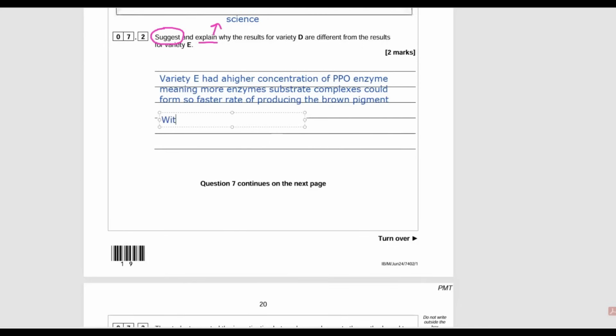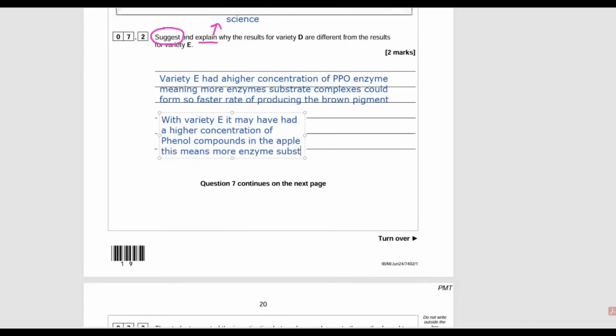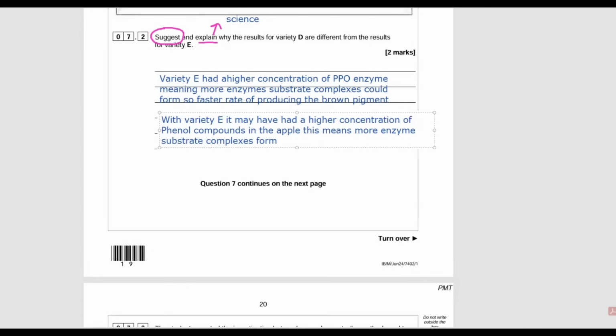Alternatively, as a separate answer, variety E may have had a higher concentration or higher amount or volume of phenol compounds in the apple. Again, this means more enzyme substrate complexes. This time the phenol is not the enzyme, the phenol is the substrate. So more enzyme as well as substrate complexes form. So a higher rate of catalyzing. Okay, and that's going to get us the 2 marks.